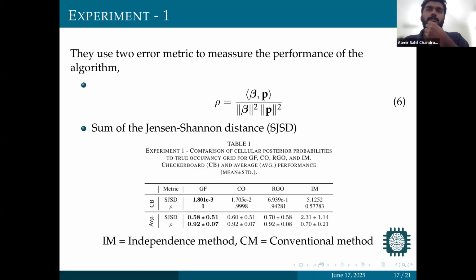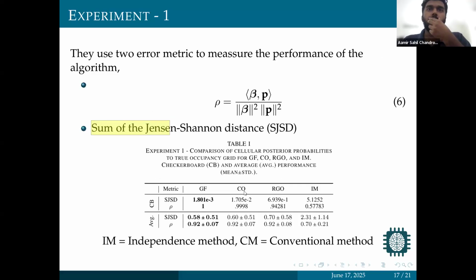And the performance is measured using rho, which is essentially the cosine error. These are two vectors, the prediction and the actual map, and the outer product over its norm. And then they also use a performance metric called the sum of the Jensen-Shannon distance.